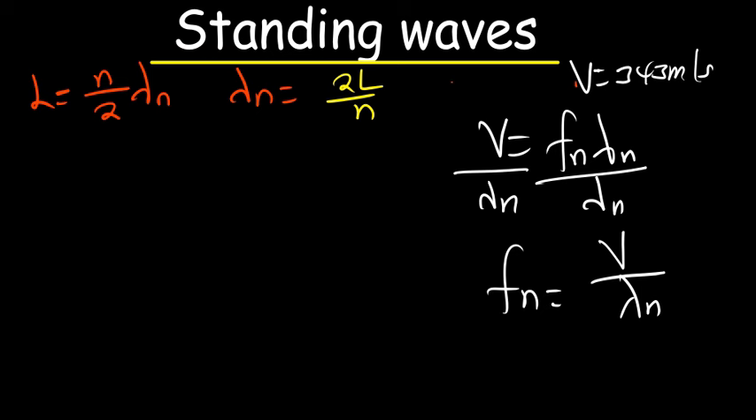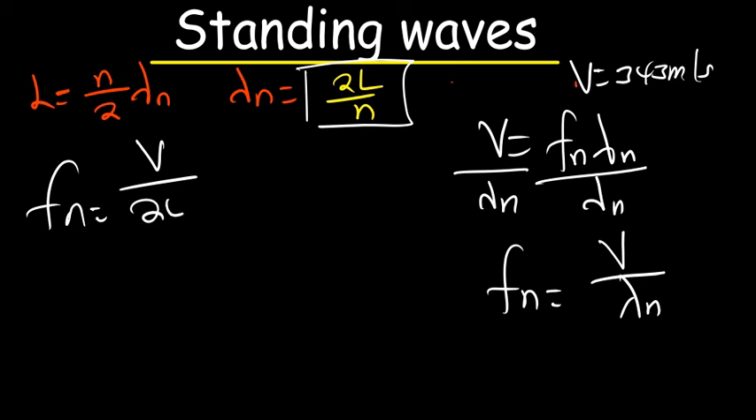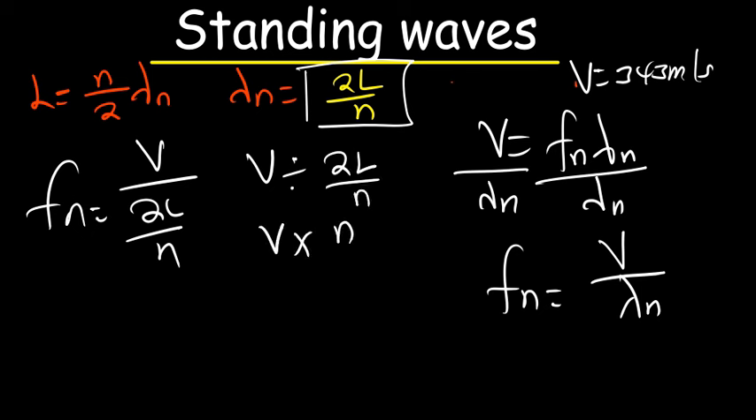So now, we know that lambda can be written as 2L divided by n. So let's replace lambda with 2L divided by n. This is the same as v divided by 2L divided by n, so v times n divided by 2L. Meaning that the fundamental frequency will be equal to n times v, nv divided by 2L. This formula is very important.